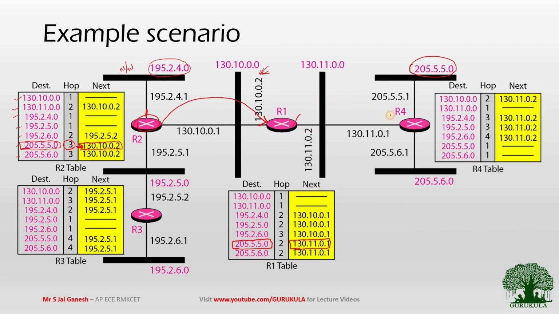130.11.0.1. So this router sends the packet to the next router by referring to this table, and then this router will check the destination. Here it is 205.5.5.0, which has one hop, so it is a directly connected network, and the packet will be sent to this network. When you observe the number of hops it has taken, here is the first hop, here is the second hop, and here is the third hop. That is what is mentioned over here: you need 3 hops to reach the destination. So this is how the real-time scenario works.